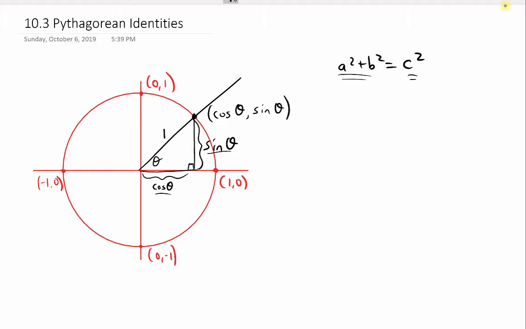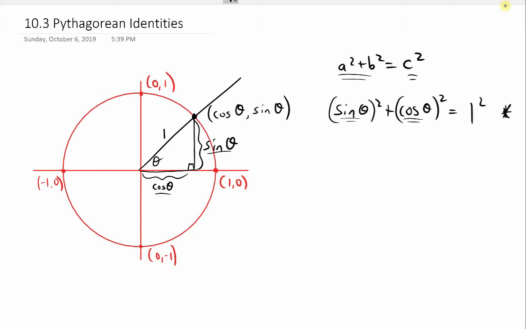So using the Pythagorean theorem, we'd be able to say simply that sine theta squared plus cosine theta squared, that's the length of the vertical leg and the horizontal leg, is equal to the square of the hypotenuse. The hypotenuse is 1, so we would just have 1 squared. And here is our first identity. I'm going to simplify it a little bit.